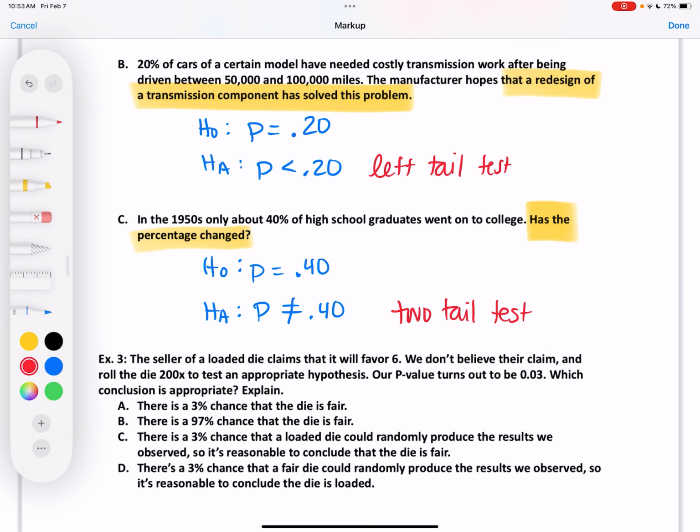Whereas this one, if you see the word changed, if it just says has changed or anything like that, 98% of the time it's going to be not equal to. If it's going to be greater than or less than, there's going to be something else with the changed that implies it.